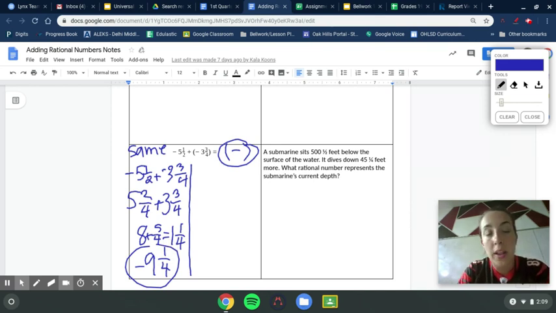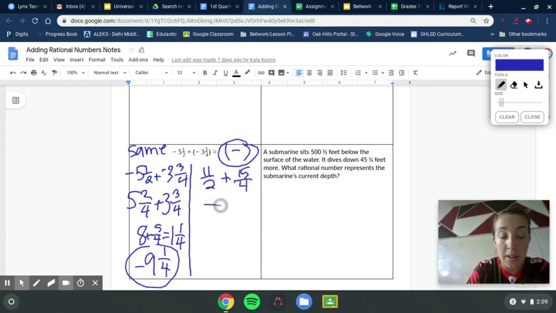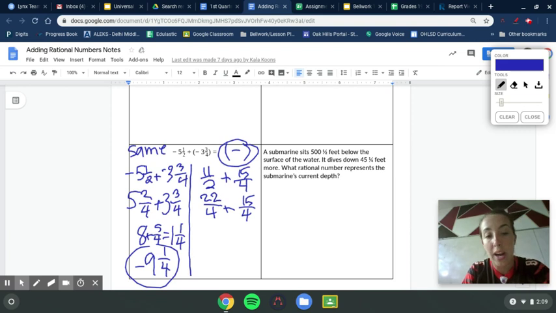Now I'm going to do it the opposite way. Some people like to change them into improper fractions first and then add them together. So when I do that, I have 11 over 2 plus 15 over 4. Then I have to find the common denominator of 4. And this one's already 4, so 15 is going to stay on the top, and 22 is going to be on top for my first fraction.